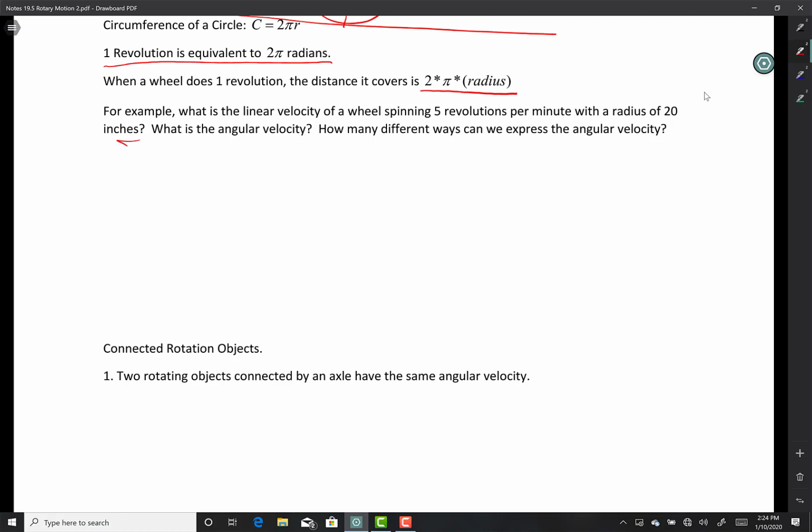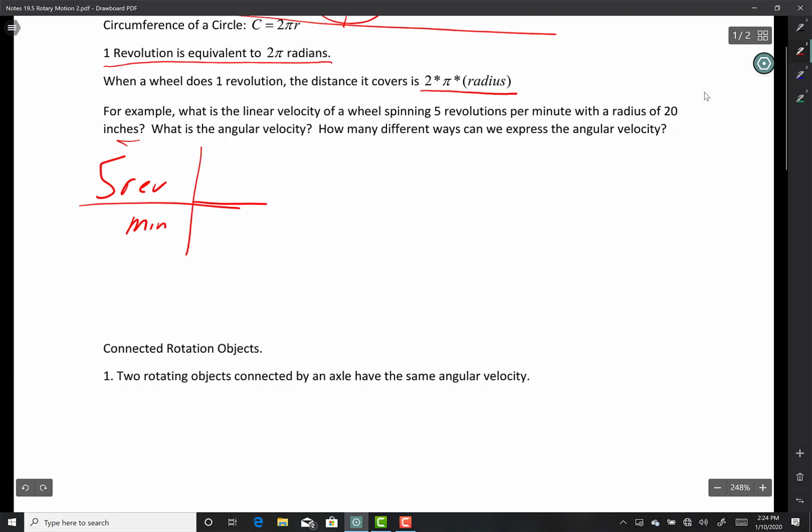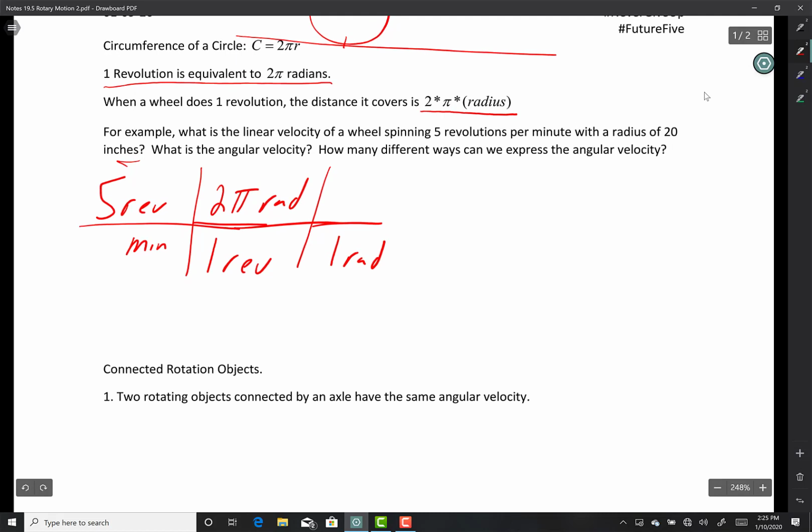Here's how everyone has been doing it. They go like this. I say 5 revolutions per minute. And then you told me yesterday that 1 revolution contains 2 pi radians. And then I'm like, yeah. And then you said that in 1 radian, that just means radius. And I'm like, yeah, of course, that's what a radian is. And then you wrote 20 inches. And then you're like, there's my linear velocity in inches per minute. That is fine. That is perfectly fine.